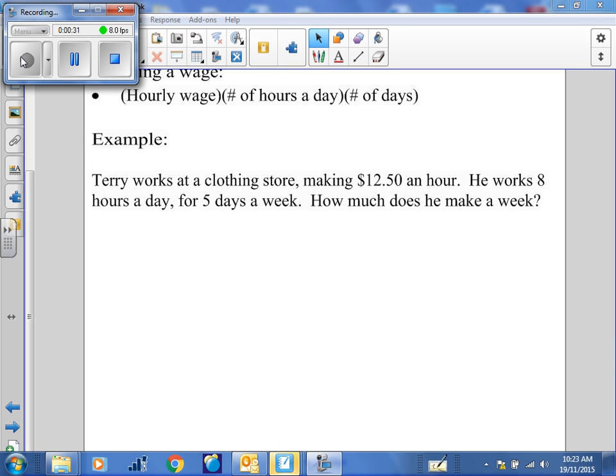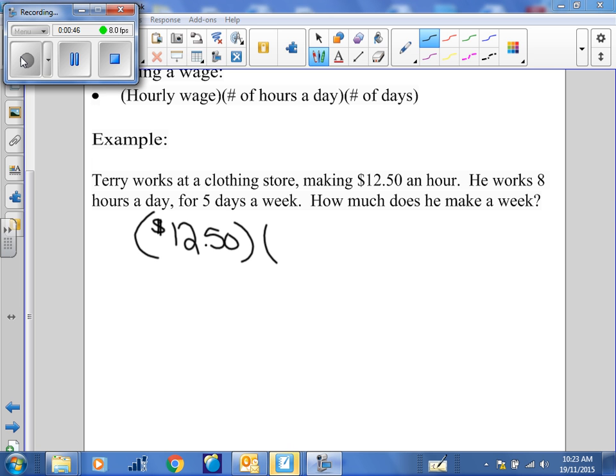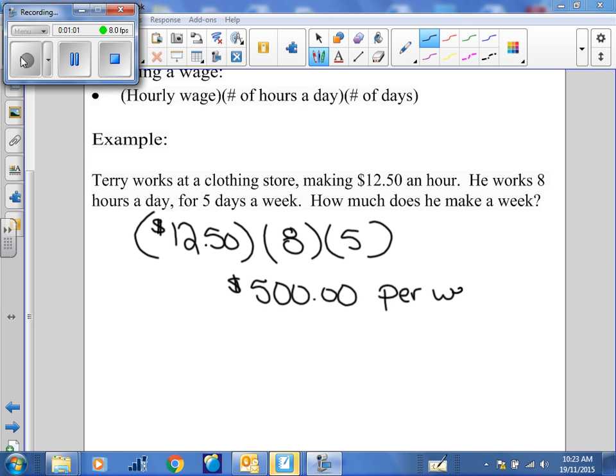In this example, Terry works at a clothing store, and he earns $12.50 an hour. He works 8 hours a day for 5 days a week. How much does he make a week? I take his pay, which is $12.50. He's working 8 hours every day, so I multiply that by 8, and 5 days a week. When I multiply that out, I get exactly 500. That means he's making $500 per week. So again, some of your questions, you might have to do that as your first step.